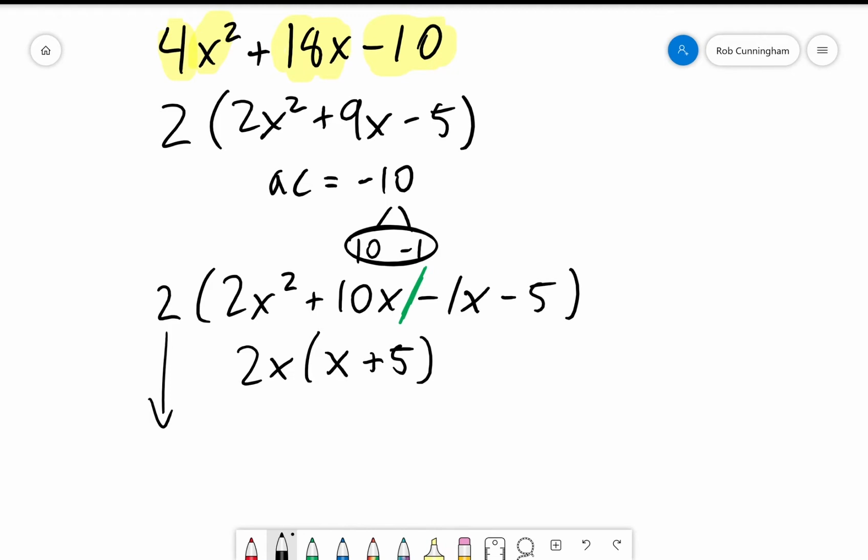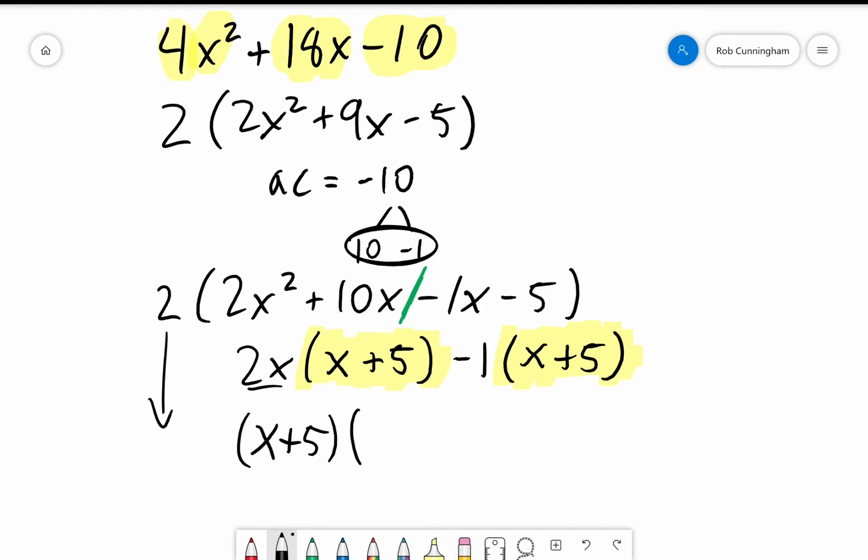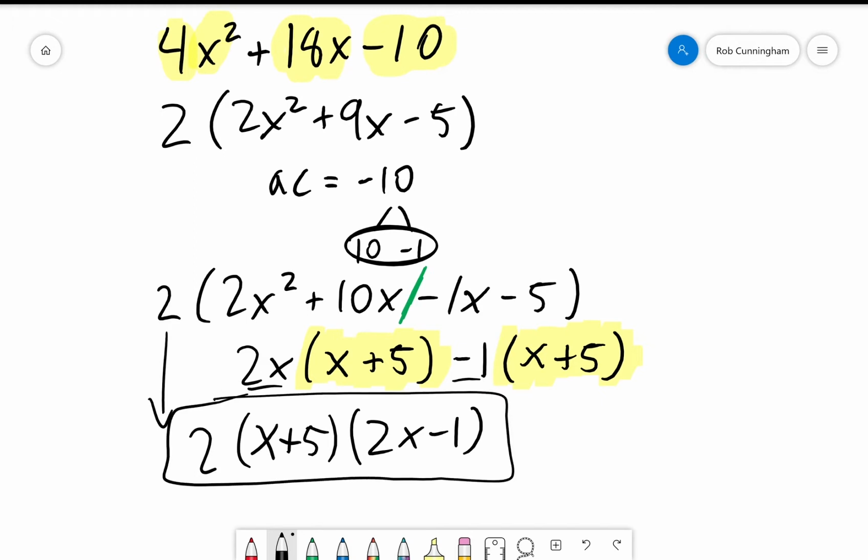From this second side, I can factor out a -1, leaving me with positive x plus 5. I can see that my two parentheticals match, which means I'm on the right track. I factor out the x plus 5, and I'm left with everything that's left, 2x minus 1, and don't forget that 2 is still there. No problem. That was example 2.